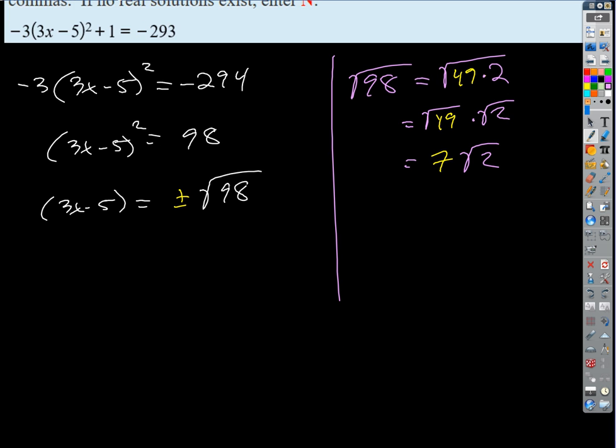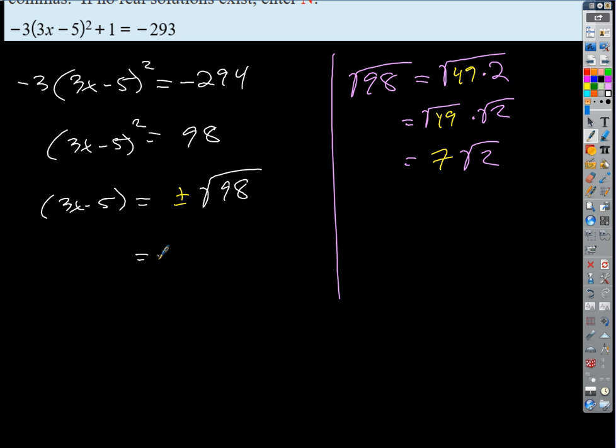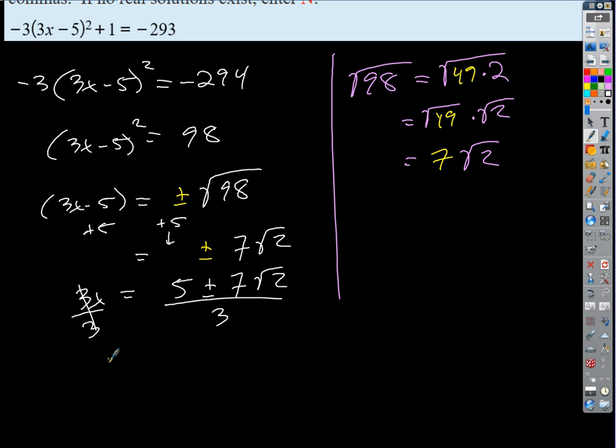So now we can go further with our solution. So this just looks like plus or minus 7 radical 2. Okay, so what are the next steps in order to get the x by itself? Add 5. So where's the 5 go? In front of x. Good, so we're going to add 5 to both parts, and that gives us 3x equals 5 plus or minus 7 radical 2, and then I'll just divide through by 3, and I get this answer.